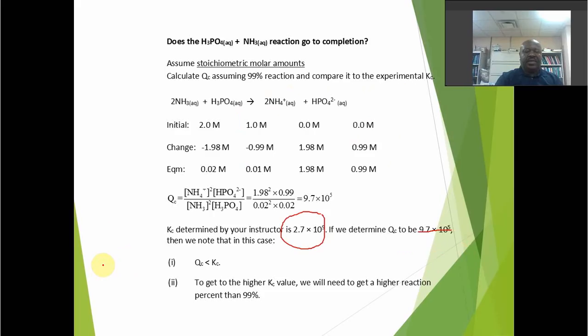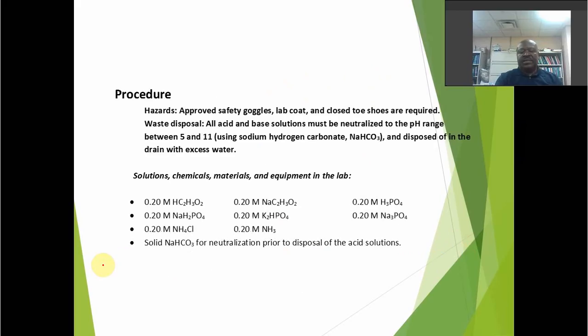So that's our lab today. Measurements are easy and straightforward. You can do these measurements in 25 minutes max, and you spend the rest of the period figuring out all those expressions and checking if the Kc indicates a reaction as being complete or not.